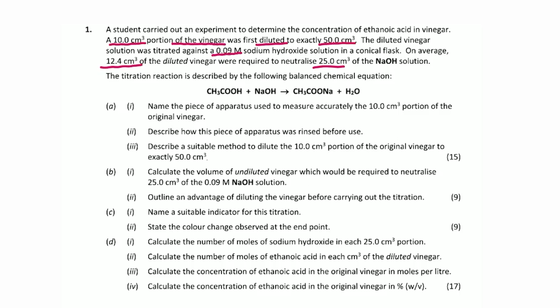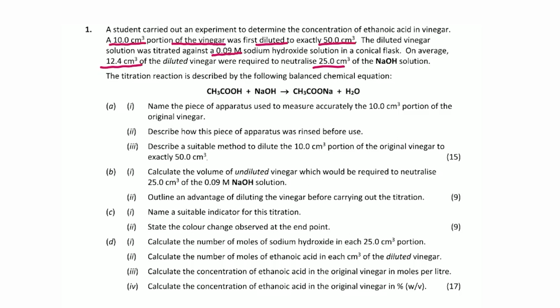I've also underlined here that the diluted vinegar, the 10 centimetres cubed of the vinegar which was diluted to 50 centimetres cubed, was titrated against a 0.09 molar sodium hydroxide solution. So I'll write down there: sodium hydroxide, 0.09 molarity. And then on average, 12.4 centimetres cubed of diluted vinegar, that's important, that's the diluted vinegar, was required to neutralise 25 centimetres cubed of the sodium hydroxide. I'll be writing all this down straight away so that you know exactly where you stand going into this question.